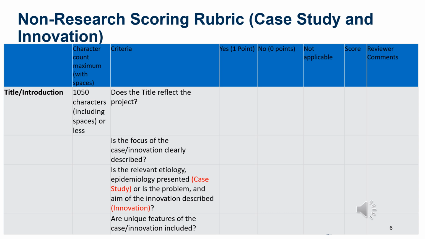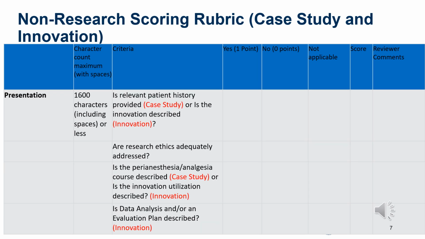The first criteria is, does the title reflect the project? The second is the focus of the case or innovation clearly described. Third is the relevant etiology, epidemiology presented if it's a case study, or is the problem and aim of the innovation described if it's an innovation project. And the fourth is, are unique features of the case or the innovation included?